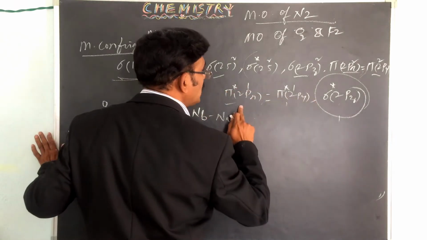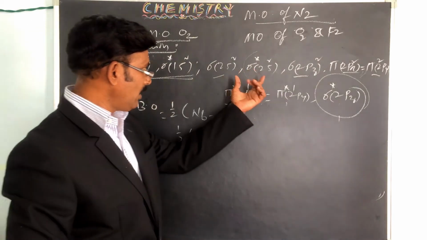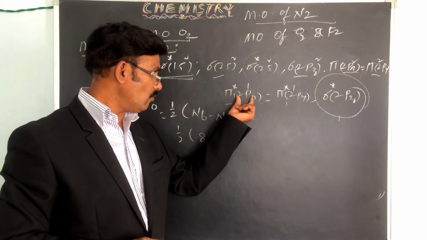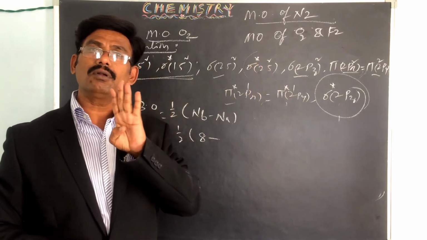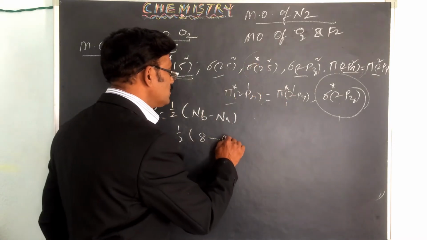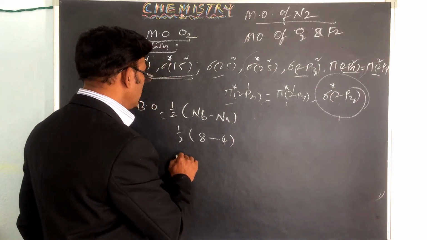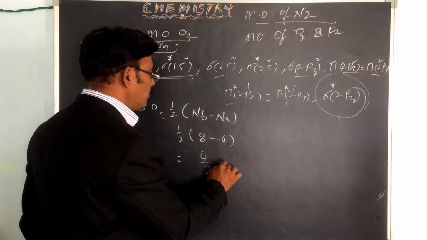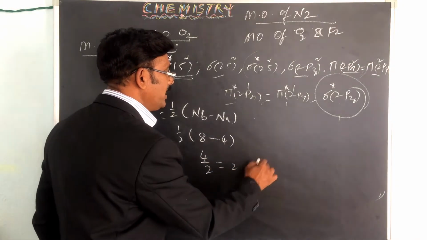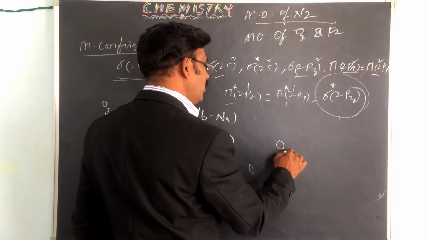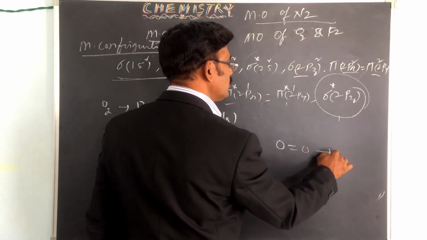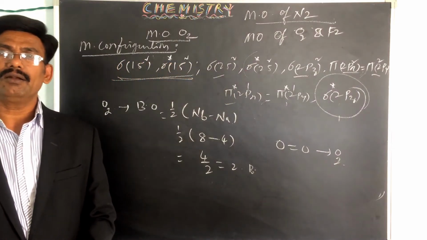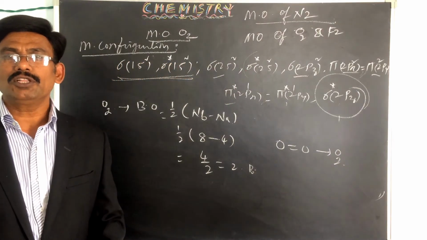So how many electrons are there in anti-bonding? Here the 2s level has only 2 electrons, and here 1 and 1, total 4 anti-bonding. So 8 minus 4, which is 4, divided by 2 is equal to 2. This is the bond order. So the bond order of oxygen is equal to 2. So this is the oxygen molecule, and this is about the bonding.